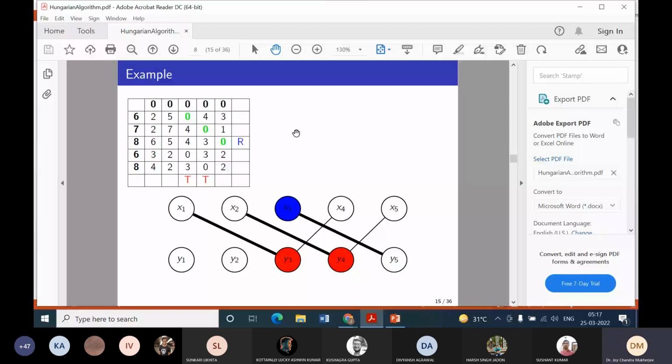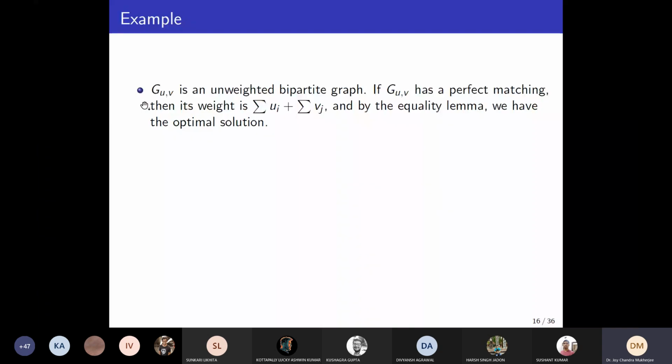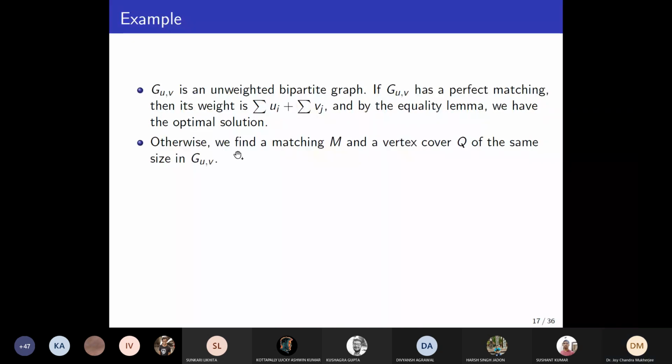So G_UV is an unweighted bipartite graph. If G_UV has a perfect matching, then its weight will be the summation of u_i and the summation of v_j, and by the equality lemma, which we mentioned without proof, we have the optimal solution. But in this case we don't have a perfect matching, but we have a matching and we have a vertex cover, and they must be of the same size, and that is known from the Koenig-Egervary theorem.